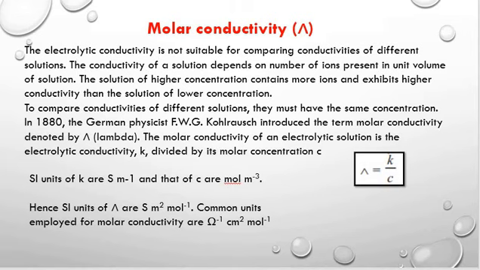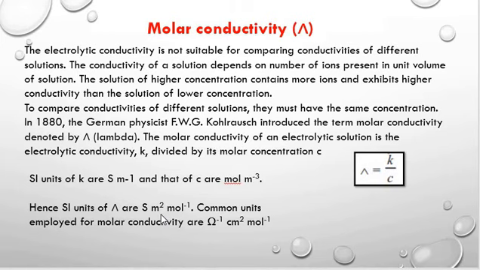In 1880, German physicist Roche introduced a term, molar conductivity, denoted by lambda. Molar conductivity of an electrolytic solution is the electrolytic conductivity divided by its concentration. That means lambda is equal to K upon C. SI unit of K is Siemens per meter and the SI unit of lambda would be Siemens meter square per mole.